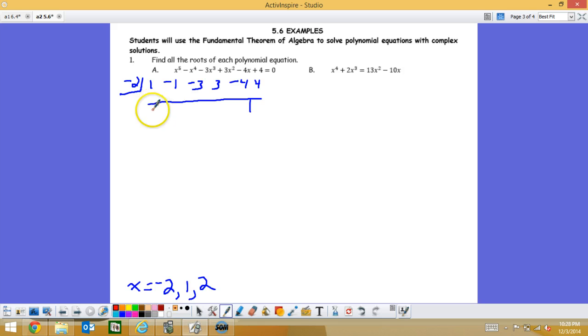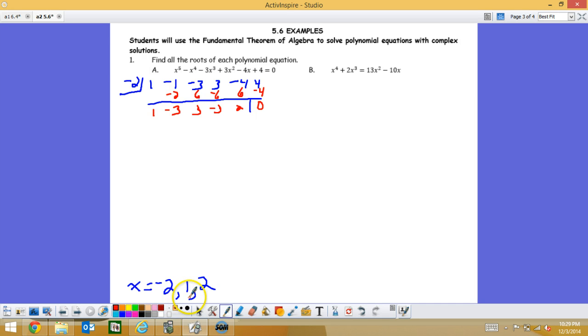So let's see what we have. Again, we bring down the 1, multiply to get -2, add these together to get -3, multiply -2 times -3 to get 6, add these together to get +3, -2 times 3 is -6, add these together, -3, 6, 2, -2 times 2 is -4, and we do in fact get 0. So now what we've knocked this down to is constant, linear, quadratic, cubic, quartic. We're now down to a quartic, or a 4th degree polynomial.